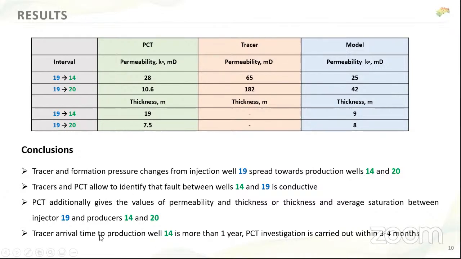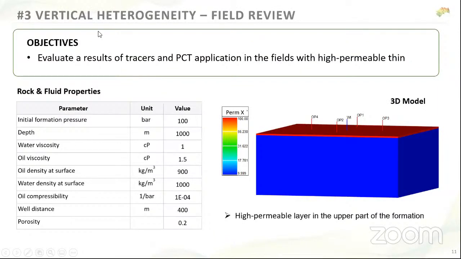Okay, and as for the arrival time, of course, PCT would take from 3 to 4 months here for those reservoir properties, and it could be even less if we had better reservoir properties. And the tracer requires more than a year to test. Okay, the next case is vertical heterogeneity.